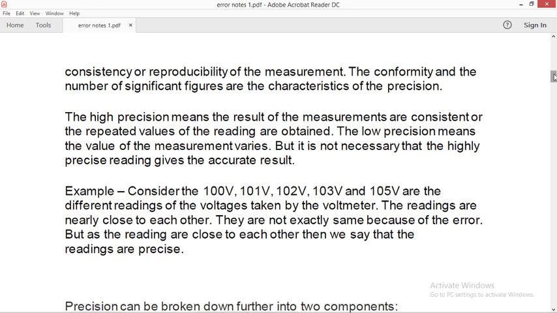Now over here they have given a different example. These are the voltages of the voltmeter. They have considered 100, 101, 102, 103, 104 and 105 volts. Now they are nearly close to each other. They are not exactly the same because of the error. But as the readings are close to each other, we can say that the readings are precise. So in these cases we mostly take the average.